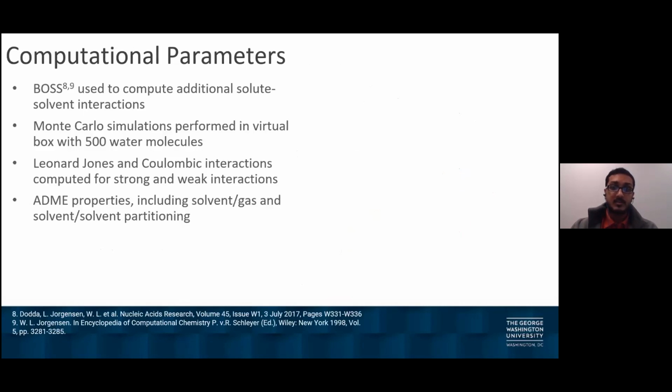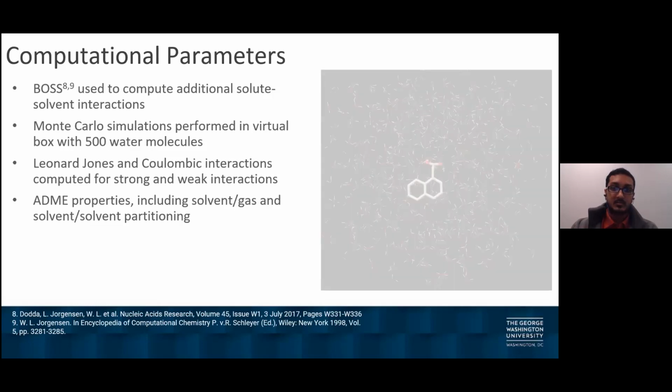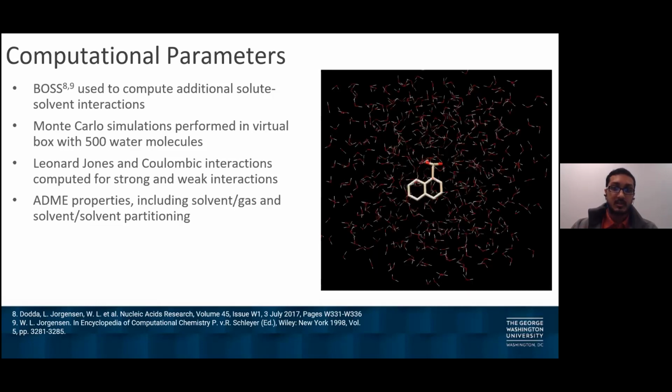So to generate descriptors for our model, we relied not on partition coefficients derived from single structures, but on Monte Carlo simulations in an explicit medium to calculate short and long range solute-solvent interactions. So we used molecular interactions data to generate ADME properties and partition coefficients.